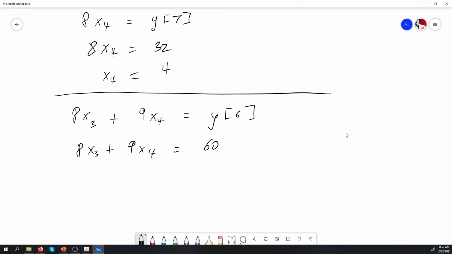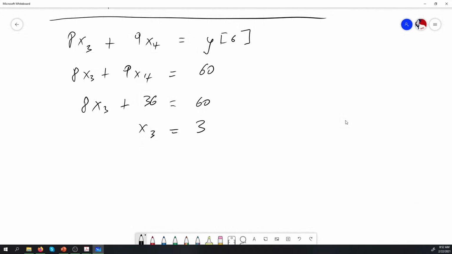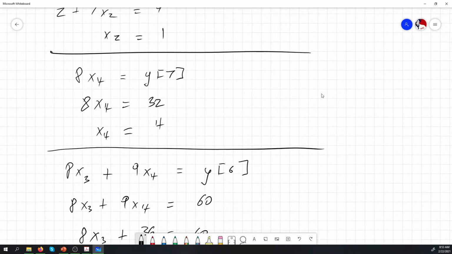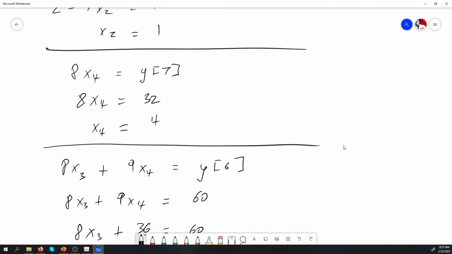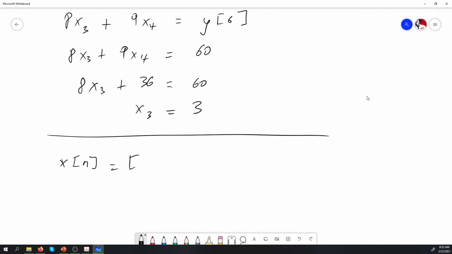Substituting x of 4 here, which was basically 4. This here is going to become 8x of 3 plus 9 by 4 is 36, equals 60. X of 3 here is equal to 3. So as a result, because now we have our x1 to x4 terms, x of n here is equal to 2, 1, 3, 4. And that basically brings us to the end of a deconvolution question.